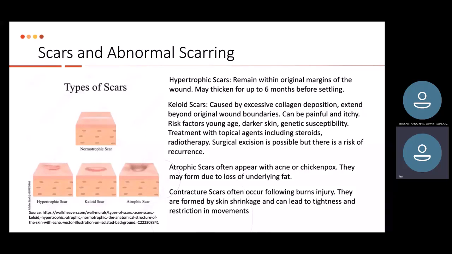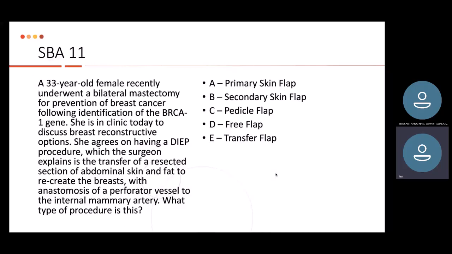Okay, next SBA. A 33-year-old female recently underwent bilateral mastectomy for prevention of breast cancer following identification of the BRCA1 gene. She is in clinic today to discuss breast reconstructive options. She agrees on having a DIEP procedure, which the surgeon explains is the transfer of a resected section of abdominal skin and fat to recreate the breasts, with anastomosis of a perforated vessel to the internal mammary artery. What type of procedure is this?